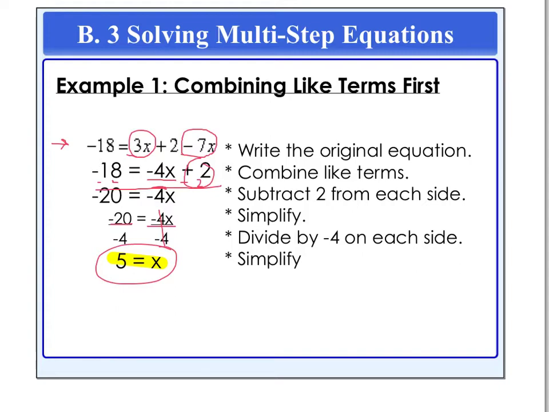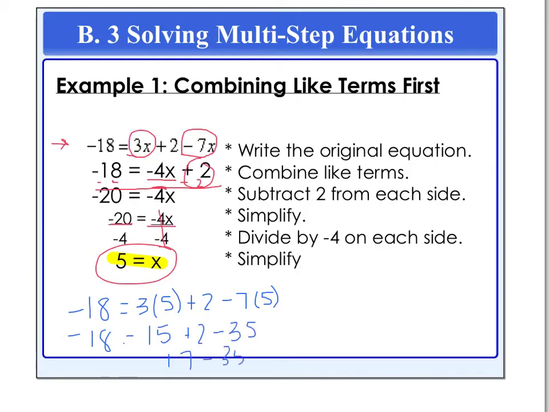You could take it and go back and check. So does negative 18 equal 3 times 5 plus 2 minus 7 times 5? So negative 18, does that equal 15 plus 2 minus 35, which is 17 minus 35, which is negative 18? It does check out.